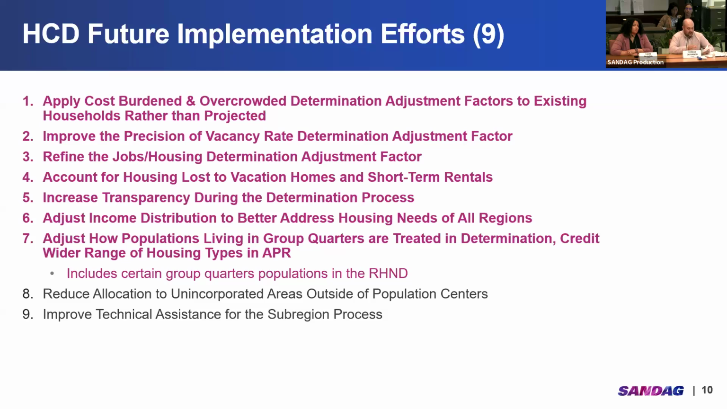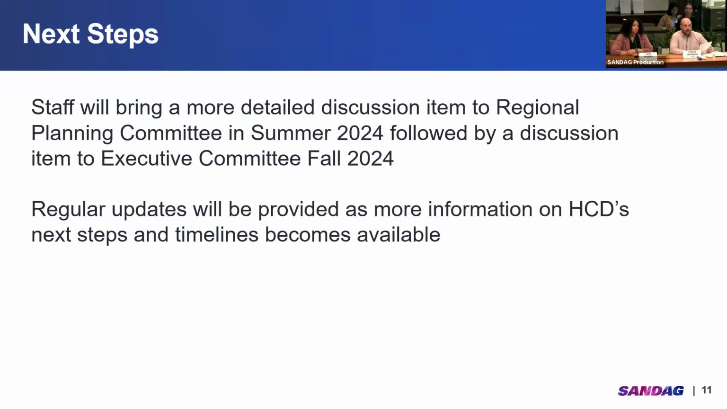And then also, as a reminder, in the attached report, we've provided some of staff's consideration for each of these future implementation efforts. So for next steps, staff will continue to bring more detailed discussion items to the Regional Planning Committee in summer of 2024, followed by a discussion item to Executive Committee in fall of 2024. And regular updates will be provided as we receive more information from HCD on next steps and any technical support that gets released.